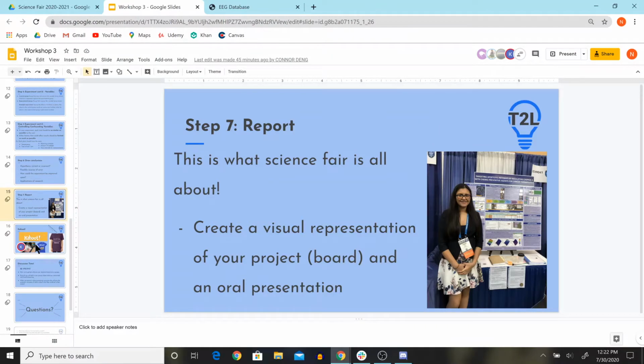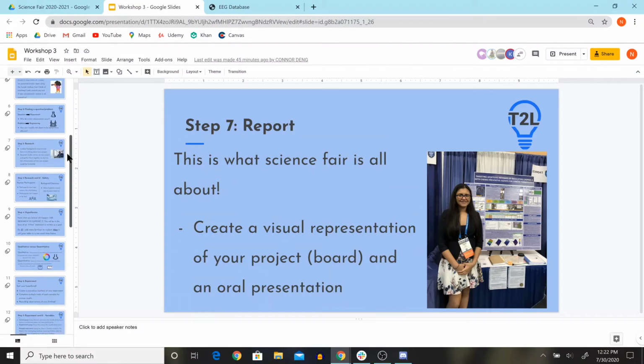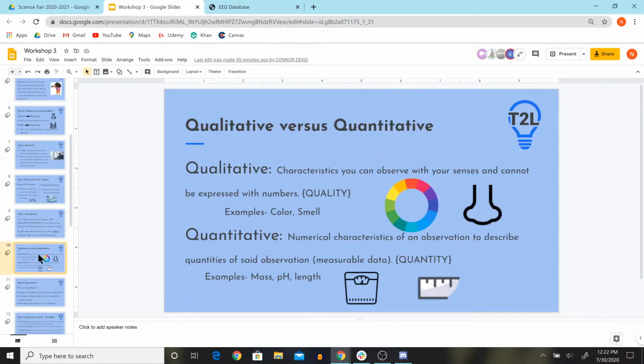Okay, so Ashutosh asked, what if they are both? Can you unmute yourself and please explain what you mean by that? Yeah, I was asking about the qualitative and quantitative. What would your example of one being both be? For my plant experiment, I'm going to have graphs saying how much they grew, because I was going to do hydroponics, but also the color and how some plants turn black and that stuff. So do I put both? When they ask if it's quantitative or qualitative, do I just say both?